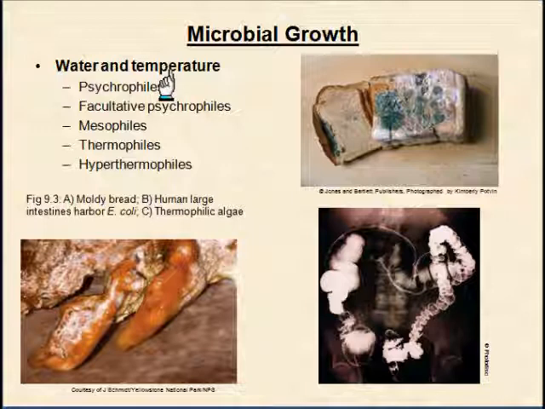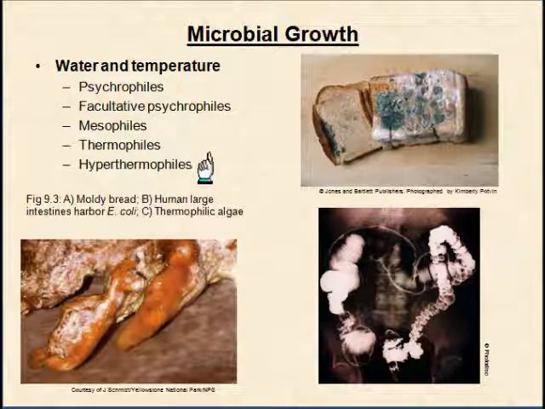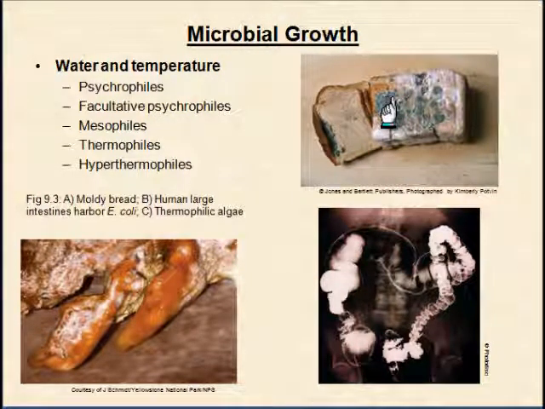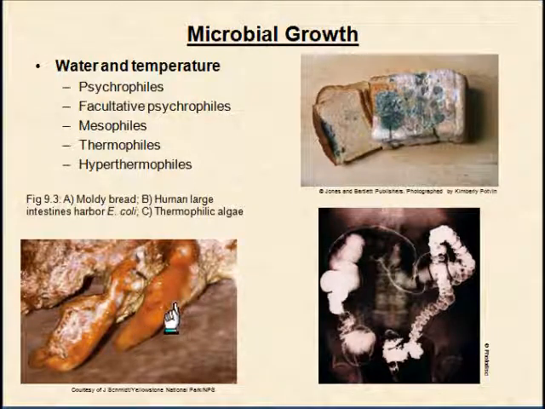These are things that grow nicely in your refrigerator. We also have facultative psychrophiles. Those are ones that will grow in cold temperatures, but they don't like it very much. They're capable of it. And mesophiles, thermophiles. There is also a group of hyperthermophiles. Now, an example of the mesophiles we see right here, intestinal gases formed by E. coli. We see moldy bread. We see that often when it's kept colder. And we see thermophilic algae that like to grow in hot temperatures.